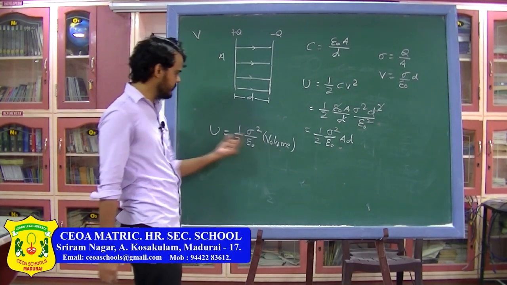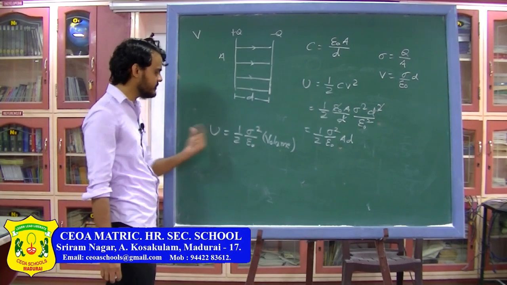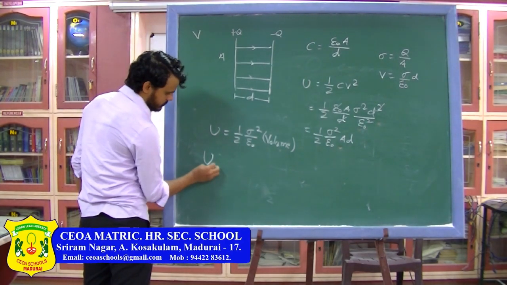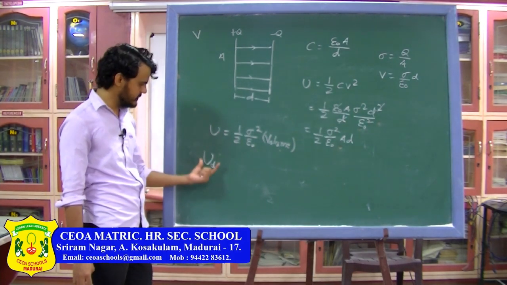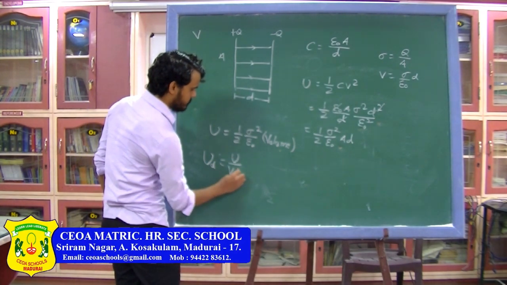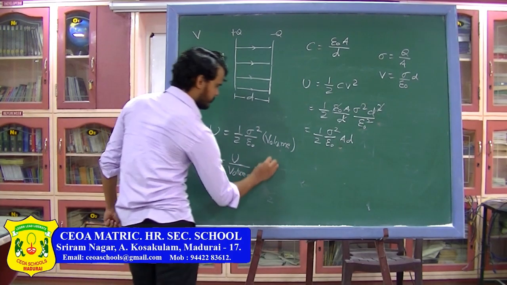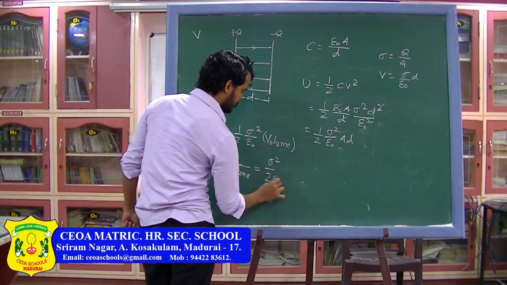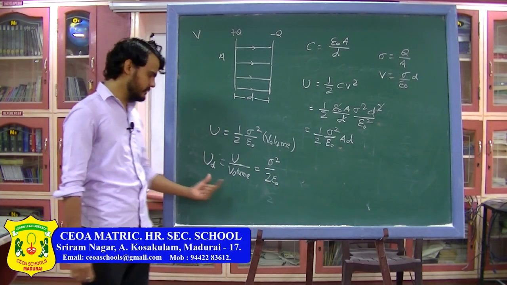From here if I divide both the terms by volume, I will get energy divided by volume, which is defined as energy density. So I am going to use a new symbol for this. Again remember, this is energy, this is energy density, which is energy divided by volume of the capacitor, which can be written as 1 by 2 into sigma square divided by epsilon naught. So this is the energy density of the capacitor.